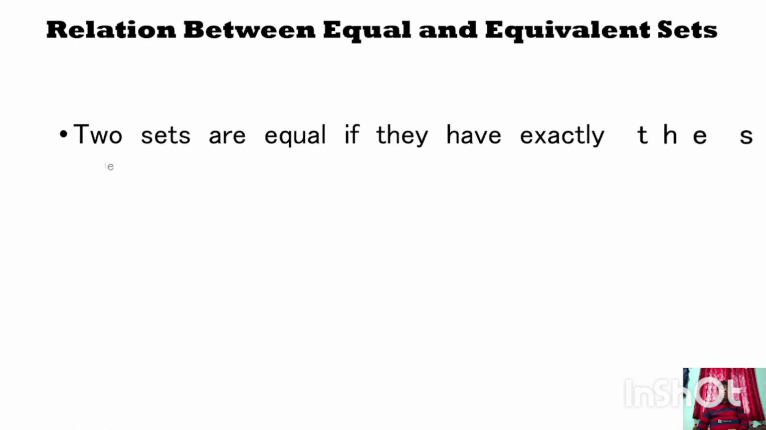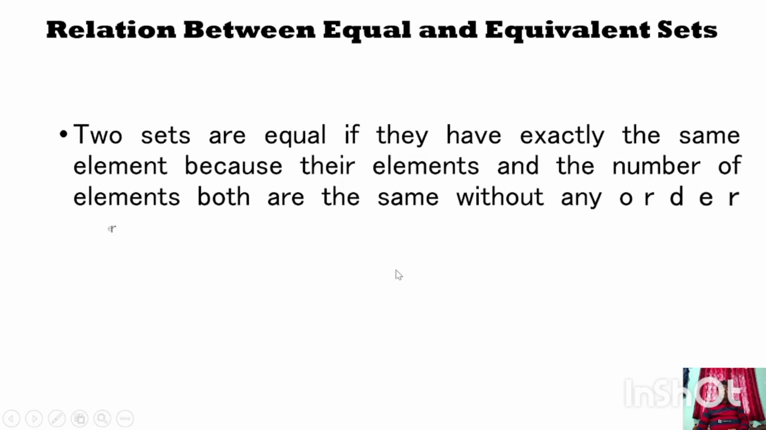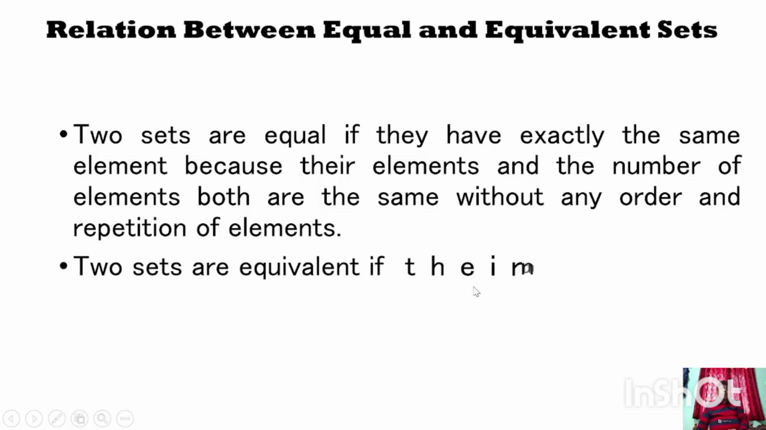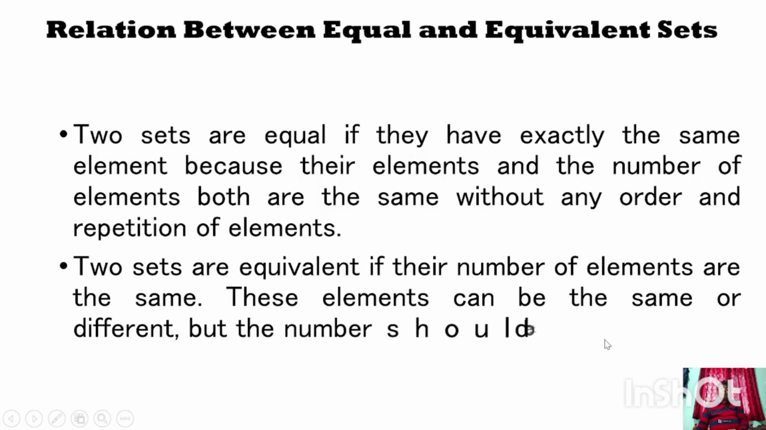Relation between the equal set and equivalent set. Two sets are equal if they have exactly the same elements, if their elements and the number of elements are both the same, without any order and repetition of elements. We already know that in two equal sets, the elements should be the same. Naturally, the number of elements should be the same. But in equivalent sets, the number of elements is always the same, but the elements can be the same or different.